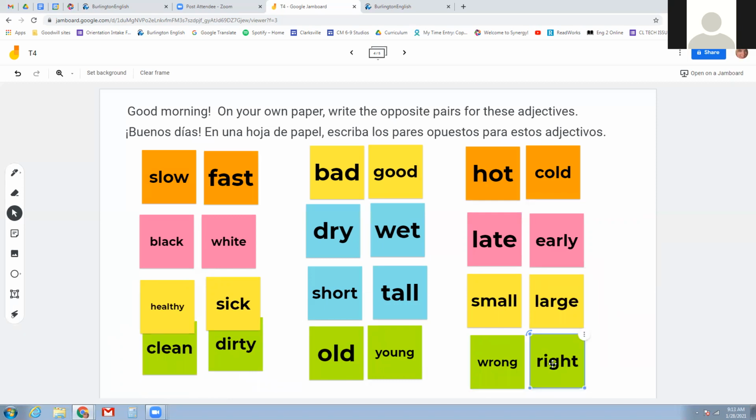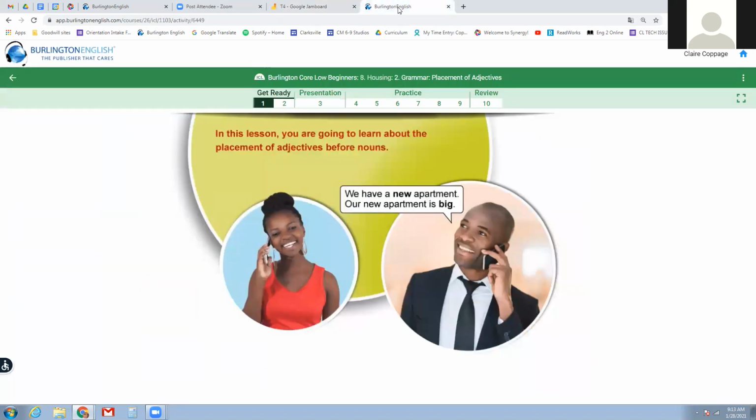Right is a word that has many meanings. It can mean correcto. It can mean a la derecha. So, good job. Well, today's lesson is about adjectives. Las palabras que describen los sustantivos. So let's get started. And where do we put the adjectives? Right, en la secuencia, ¿dónde ponemos?